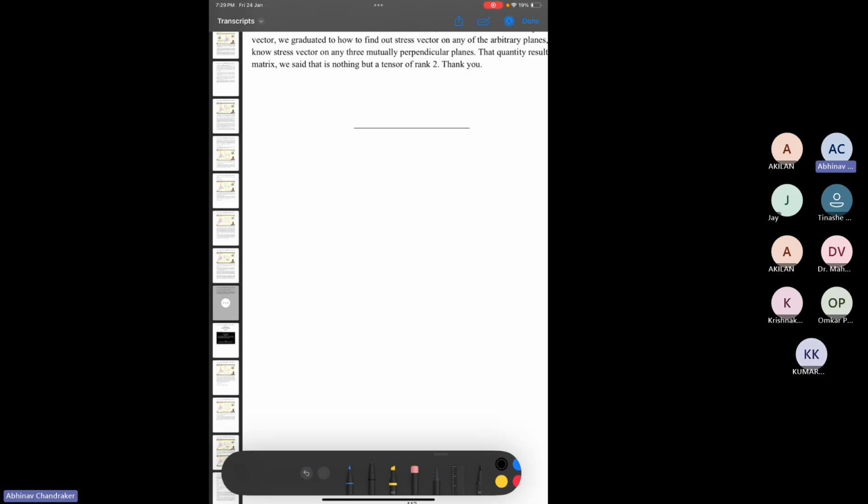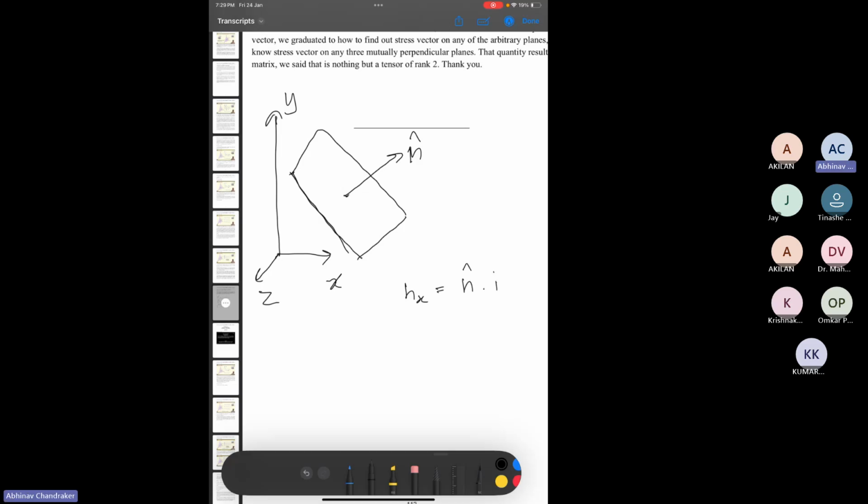So if you have this plane, let's say it is like this. Let's say this is x, this is y, and this is z axis. Then the plane here, if this is the n vector, let's say it is n cap, then nx will be nothing but equal to n cap dot i cap, where i cap is the unit vector in the x direction, and this will be equal to cos of theta with the x axis. So theta is the angle of this plane's normal with the x axis. So nx will be nothing but the value of cos of theta. You are taking a component of the normal with the x axis.